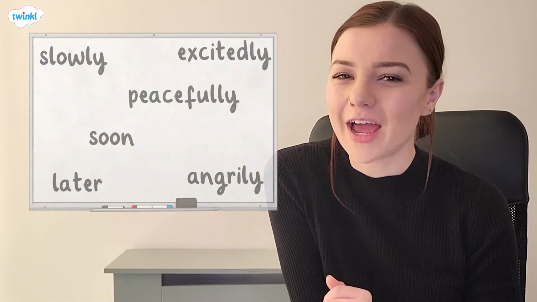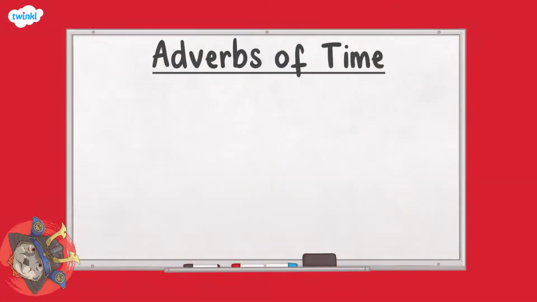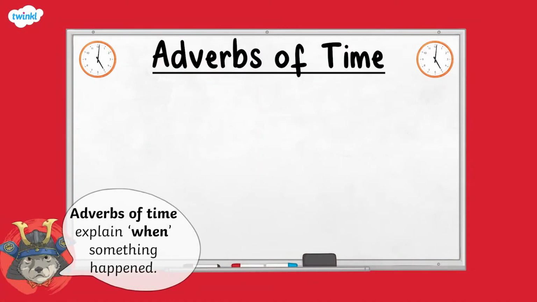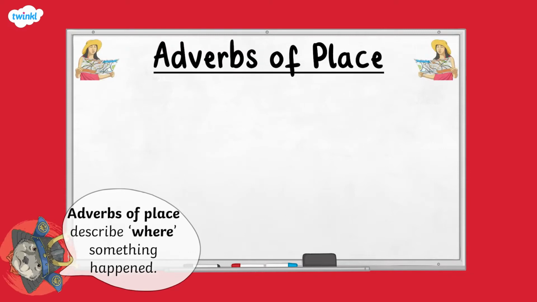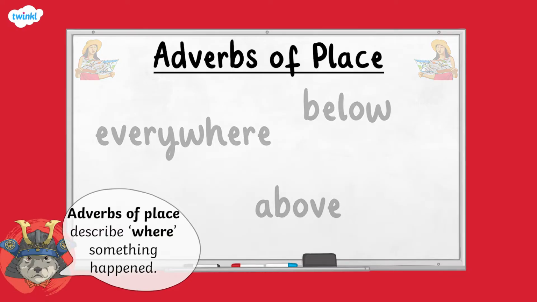Now, there are different types of adverbs. Let's take a look at the different types. Adverbs of time explain when something happened. For example, recently, then, and now. Adverbs of place describe where something happened. For example, everywhere, above, or below.